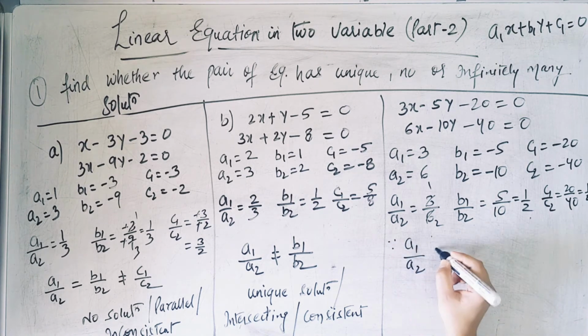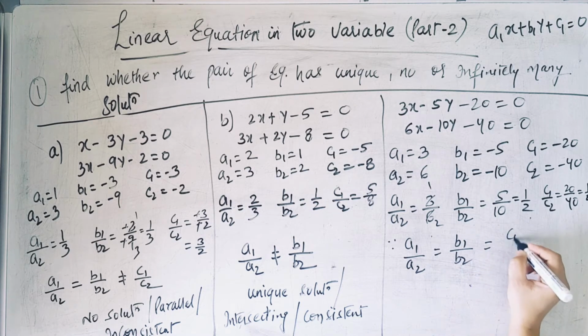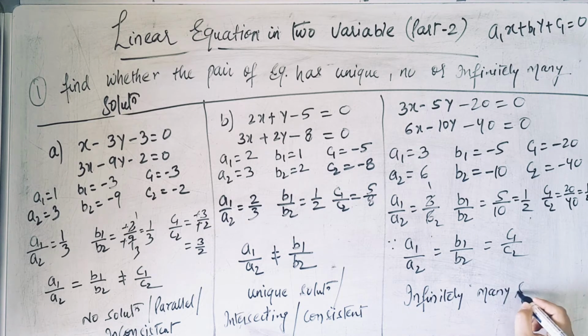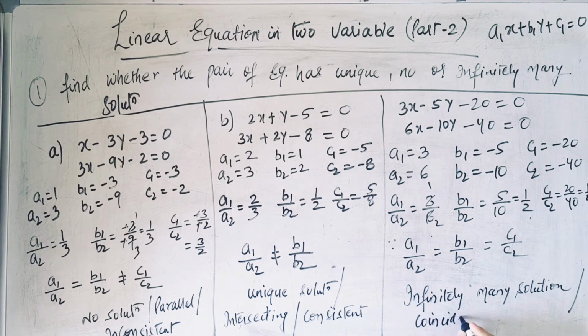Since A1 by A2 equals B1 by B2 equals C1 by C2, we'll now say the pair of equations has infinitely many solutions. And if it has infinitely many solutions, we can say it has coincident lines. And the pair of equations will be what? Consistent. In these two cases we get consistent, and in no solution we get inconsistent. So this was about the conditions. These conditions are very important, and this type of question also comes in your board exam.